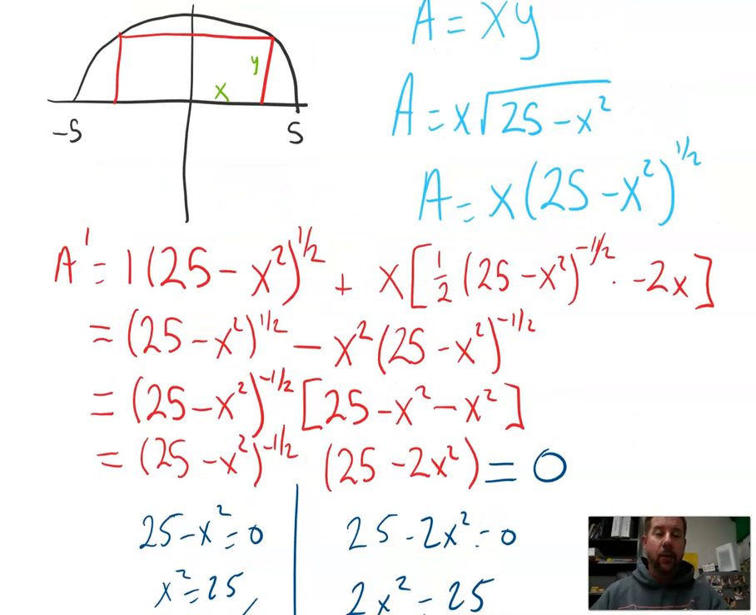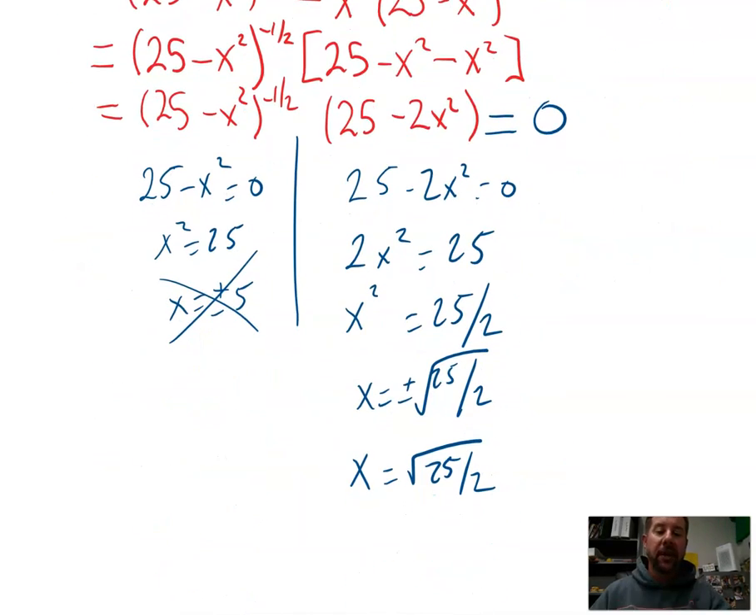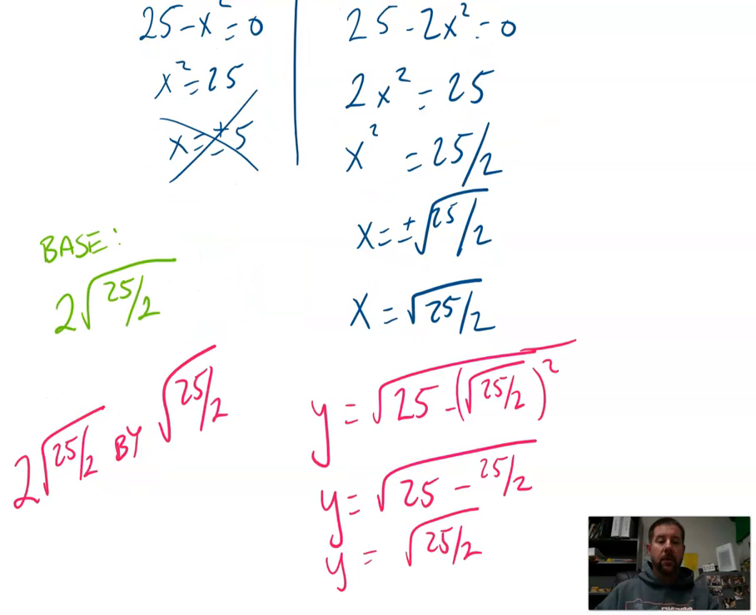Now, going back to the original up here, x was just half of this. So I can't forget, I want the whole dimensions of the rectangle, so I need to multiply this whole thing by 2. And so I get the base of the rectangle should be 2 times the square root of 25 over 2. And when I take my x value and plug it back into our constraint, y equals the square root of 25 minus x squared, I get that y is the square root of 25 over 2. And so my dimensions are right there. There is our answer. Good job, boys and girls.